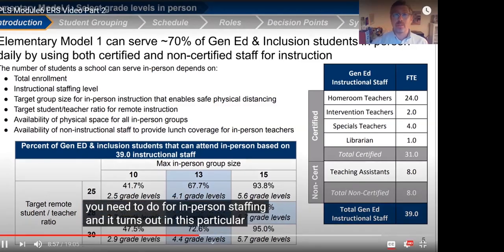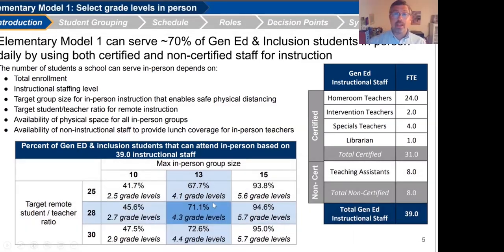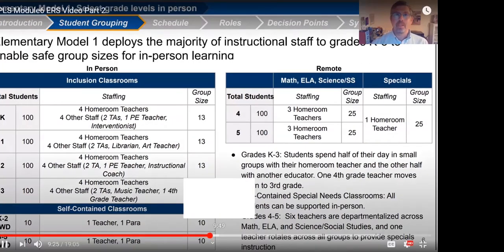And it turns out in this particular case, with a group size of 13 for in-person, if you're willing to go for a 28 students to teacher ratio for remote instruction, you can support just over 70% of kids in the school building, or about 4 out of the 6 grade levels. And in this example, the school leaders have determined we would like to have 70% of our kids in person all the time and develop a remote model for everybody else. So how do they do that?